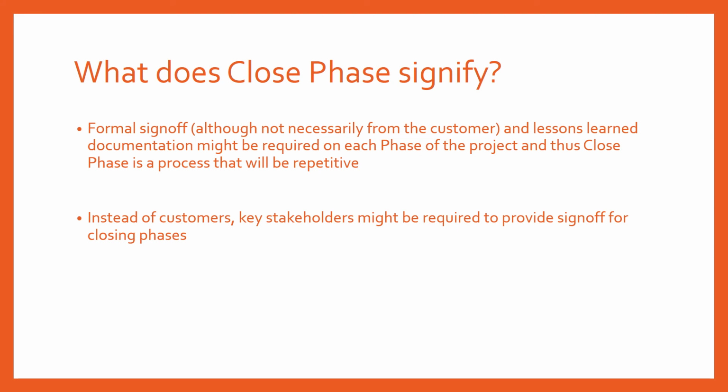So this process is known as close project or phase because a formal sign off is required when you close the project. A formal sign off might be required if your organization wants it at the end of closing of each phase of your project as well. Lessons learned is again the same thing, right? It is possible that you decide to document lessons learned at the closure of each phase, not just the closure of the entire project. So that is why this process is known as close project or phase.